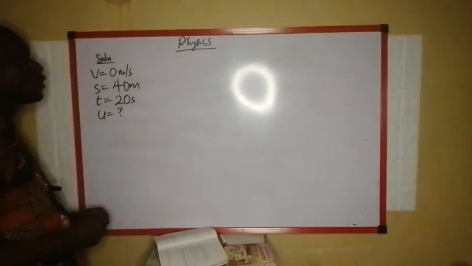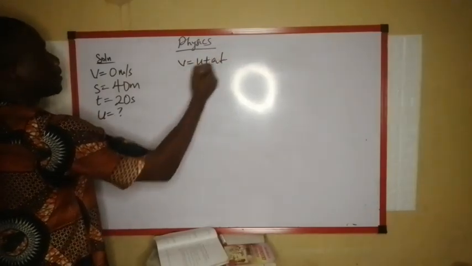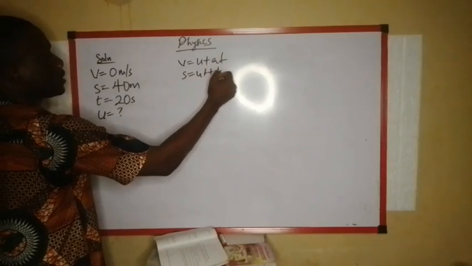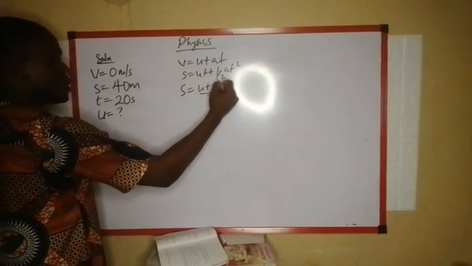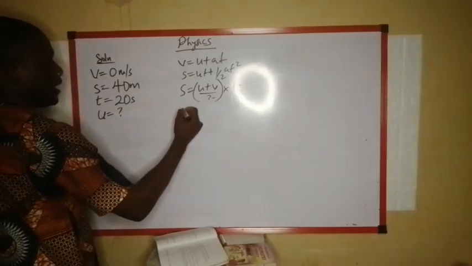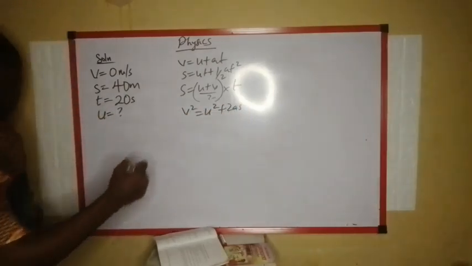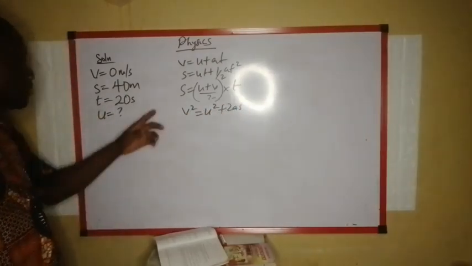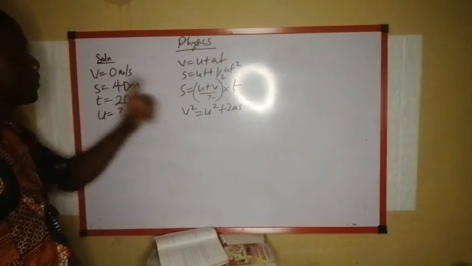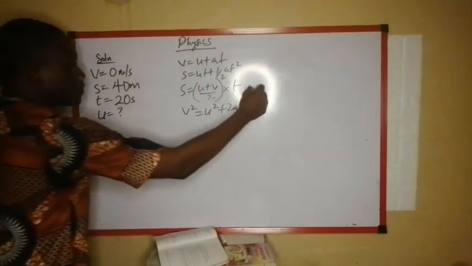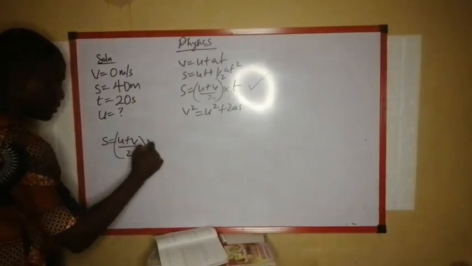We don't know u, so we are going to start again and write out the equations. v equal to u plus at, s equal to ut plus half at square, s equal to (u plus v) over 2 times t, and v square equal to u square plus 2as. So we are going to check. For this, we have s, we have v, and we have t. So we are going to use this equation: s equal to (u plus v) over 2 times t.